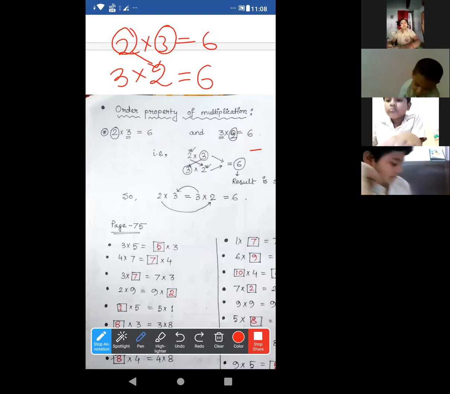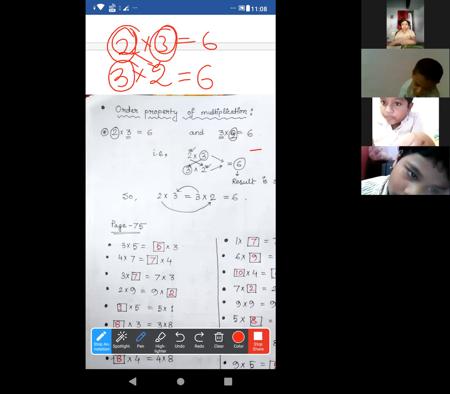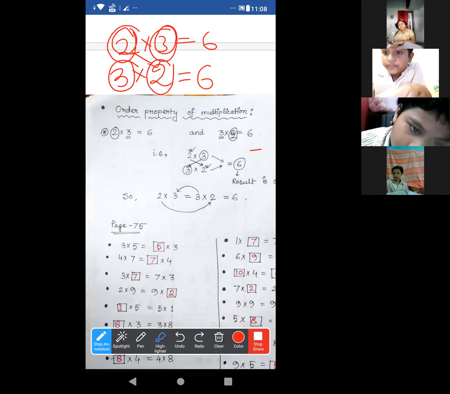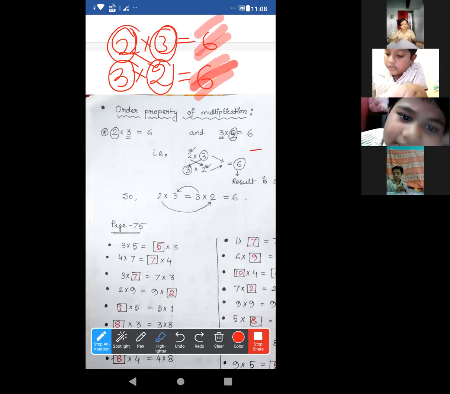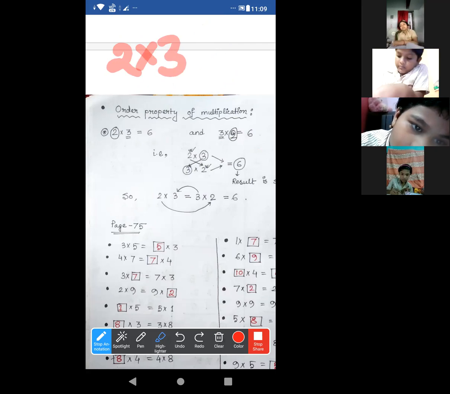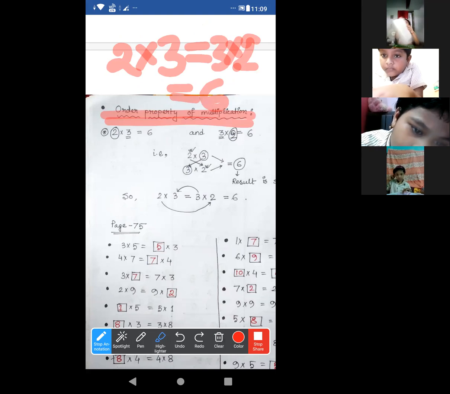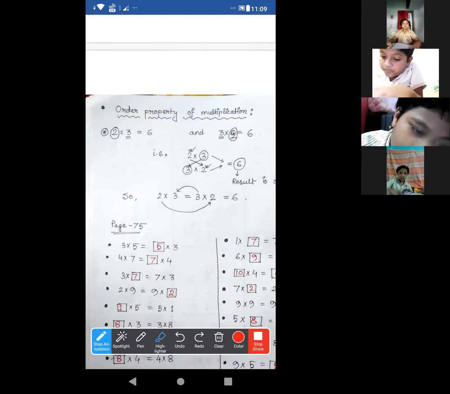Acha, that means ultimately if we change its place, if we change its position, is the resultant value different or same? It is same na? 6. So ultimately we can say 2 into 3 is equal to 3 into 2, yes or no? Because both are, 6 is equal to 6, yes. So this is called order property of multiplication. Understood? Now just start to write it, okay?